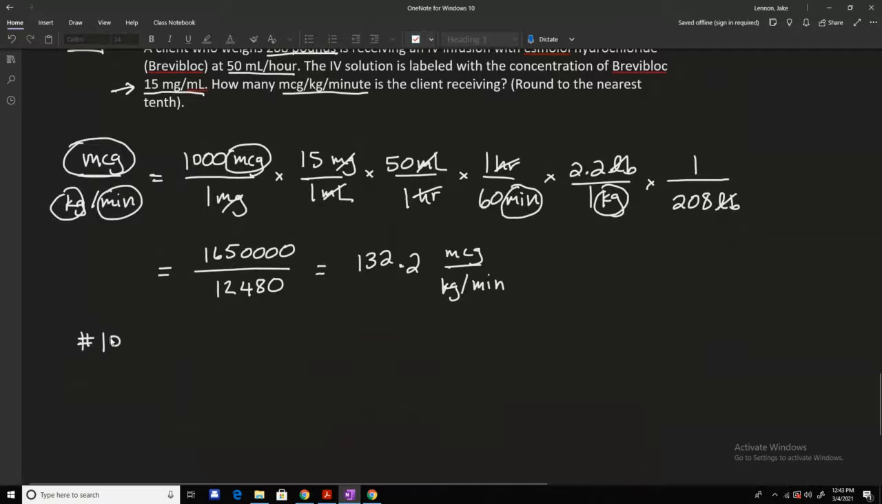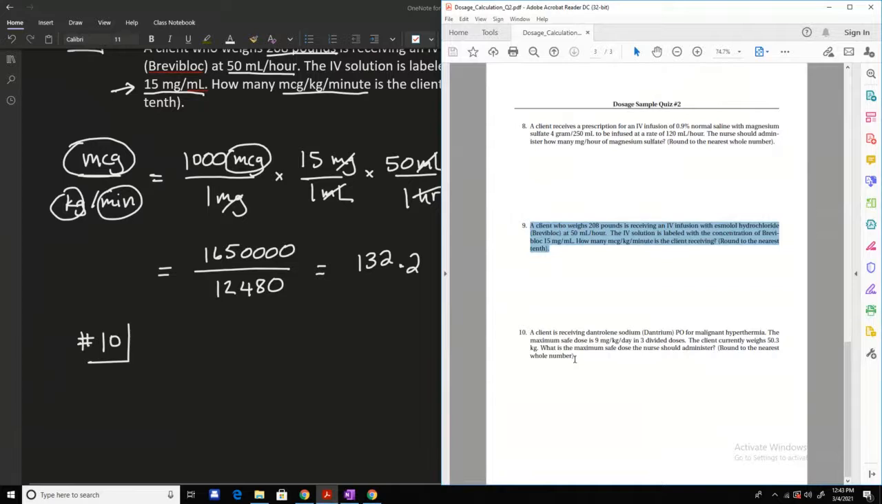Number 10 is a safe dose problem. It's written a little odd on this one, but it's from an old quiz, so.